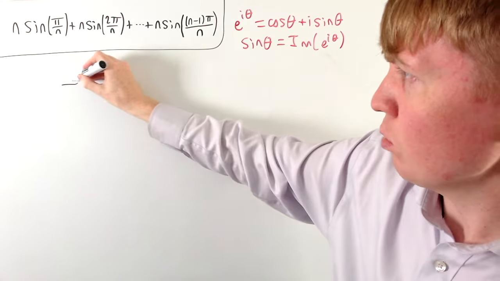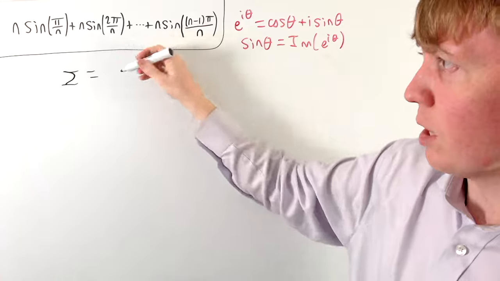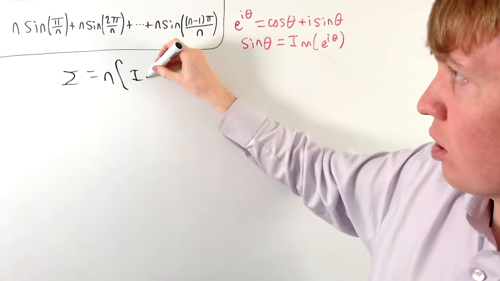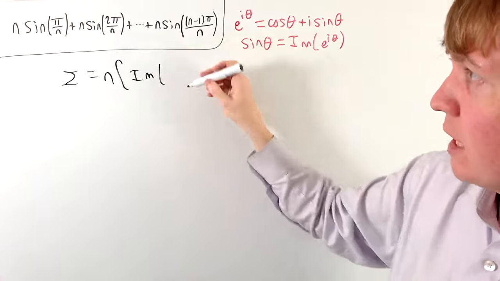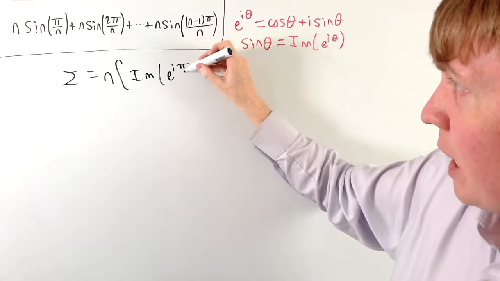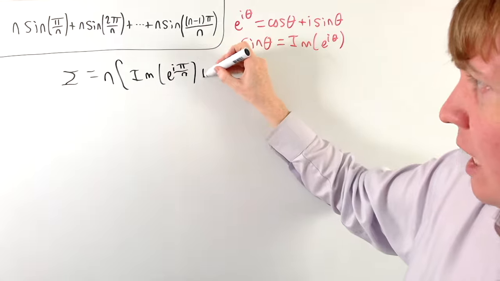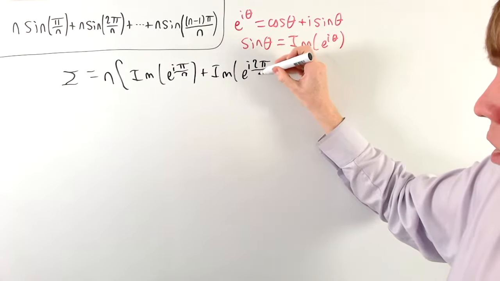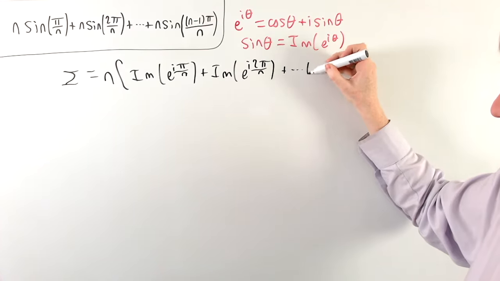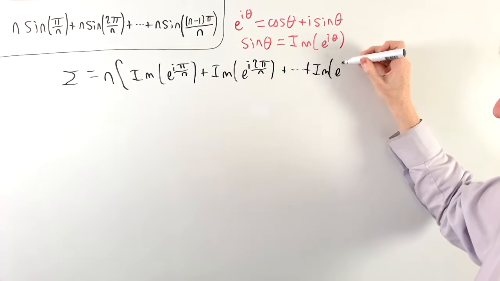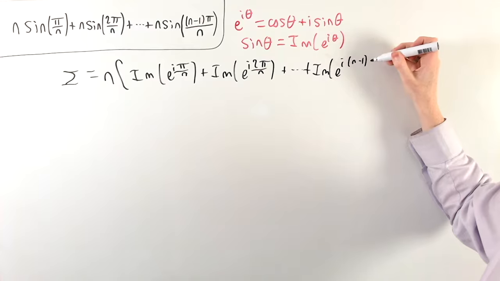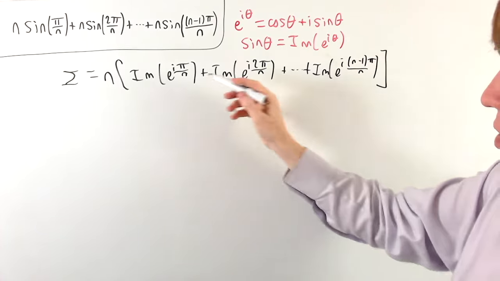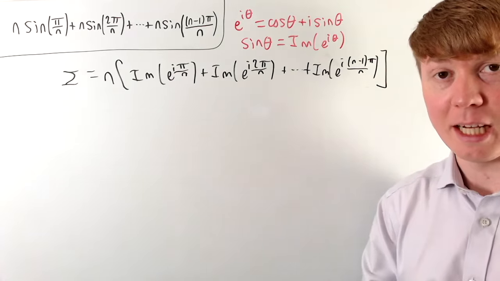So we'll say that our total, we'll just call it sigma, the total sum here is going to be n times, if we take out a factor of n from each term, first of all we have the imaginary part of e to the i times pi over n, then the next one is the imaginary part of e to the i times 2 pi over n, and so on all the way up until we get to the imaginary part of e to the i times n minus 1 pi over n, like this, where all of these terms are still being multiplied by n.